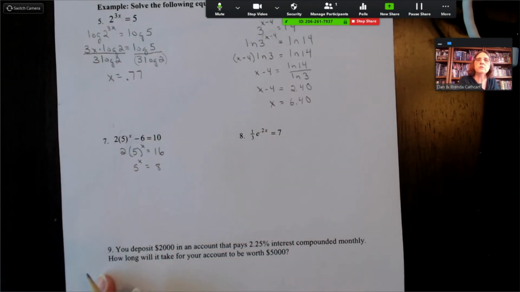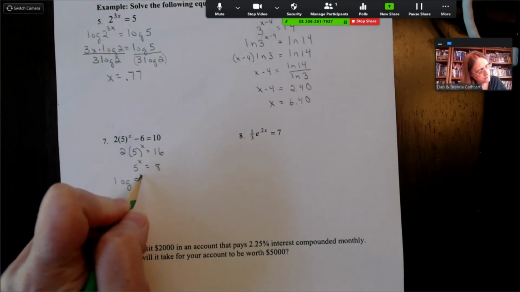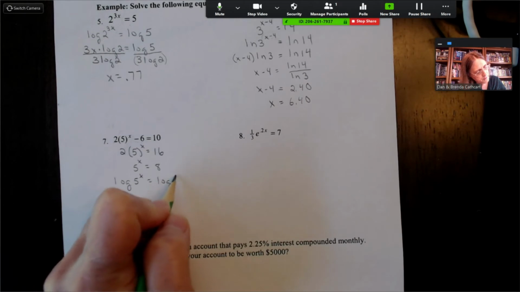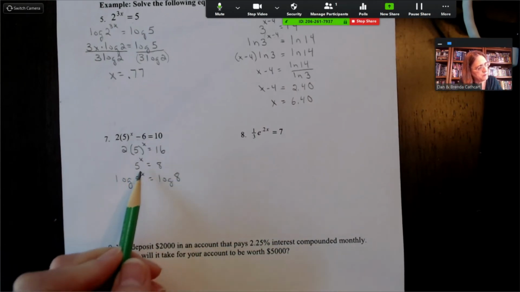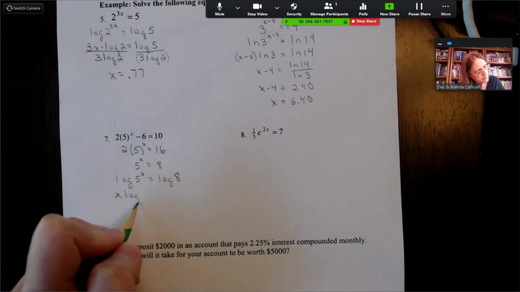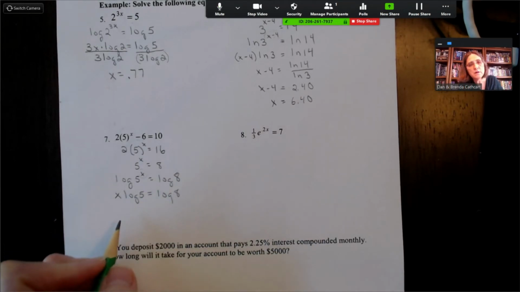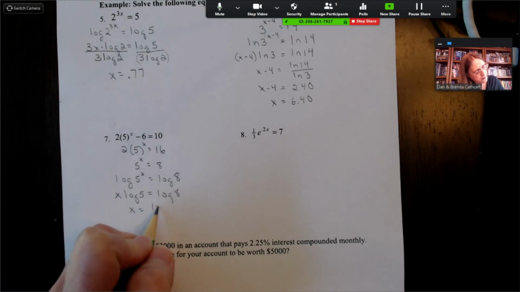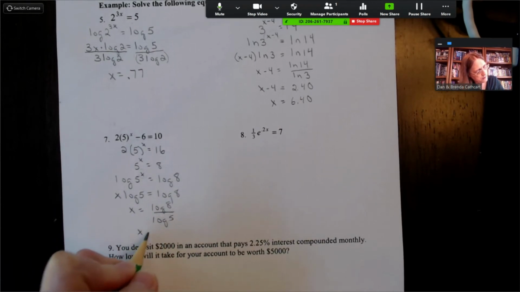Now I'm going to do the operation log to both sides of the equation. Let's just use log base 10. So log base 10 of 5 to the x equals log base 10 of 8. Using the properties of logarithms, taking this exponent and rewriting it as a product, x times the log of 5 equals the log of 8. Dividing both sides by the log of 5, we get x is equal to the log of 8 divided by the log of 5.